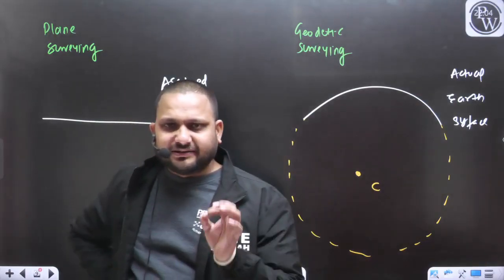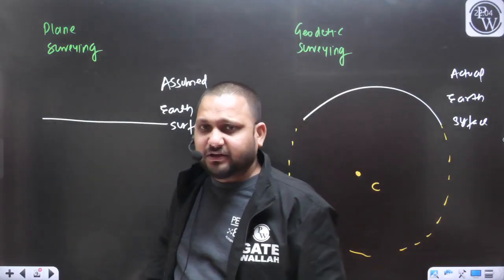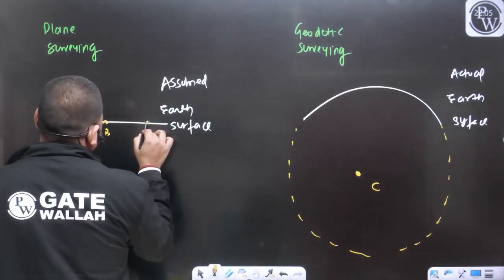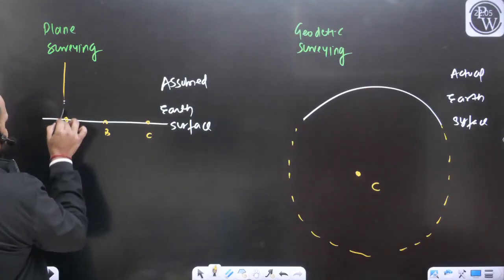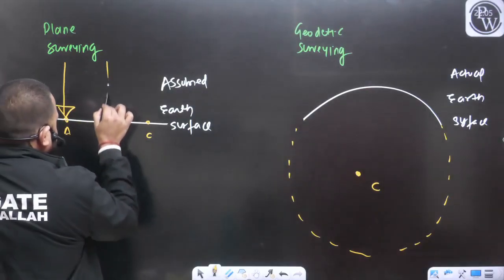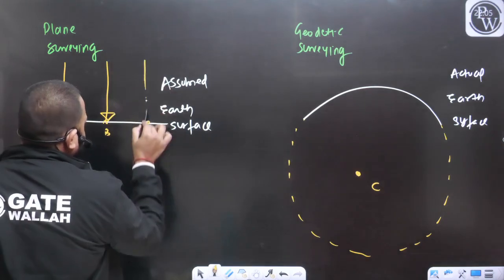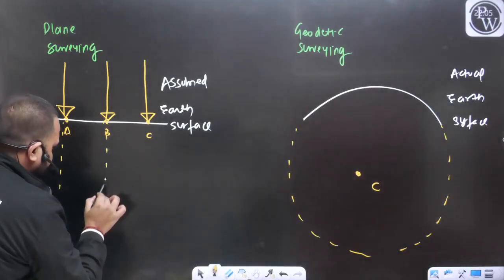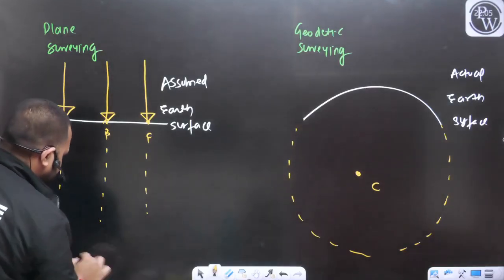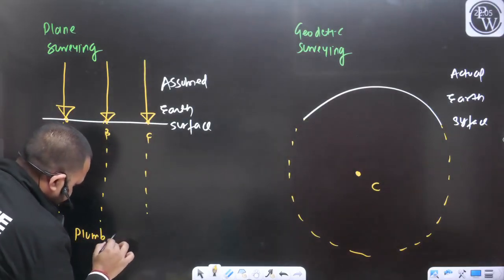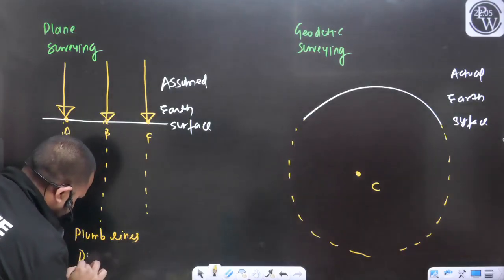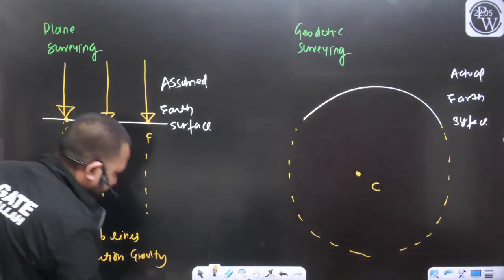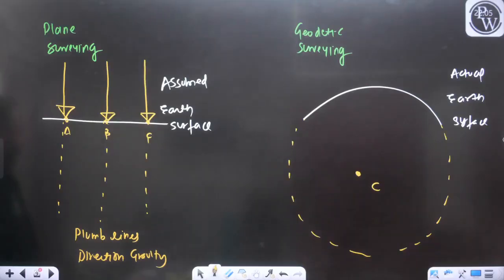But when we have not considered the effect of the curvature of the earth, let's say this is point A, this is point B, and this is point C. Here I have placed the plumb bob like this. Can I say these are going to be your plumb lines, or direction of gravity lines? Yes or no?